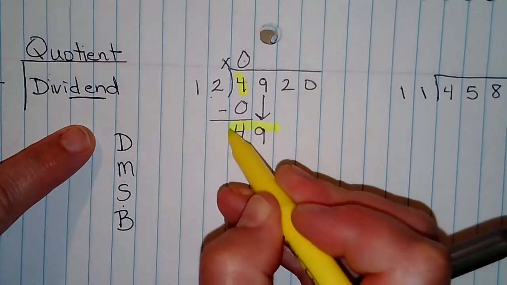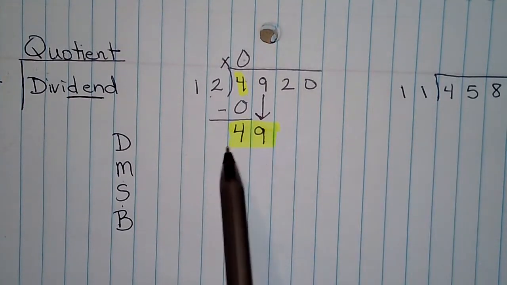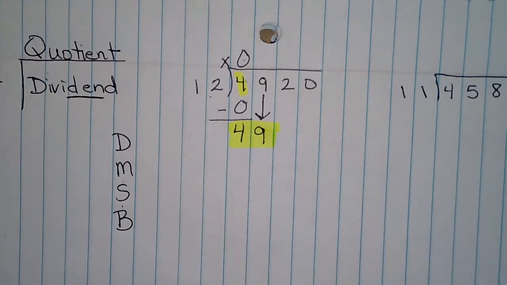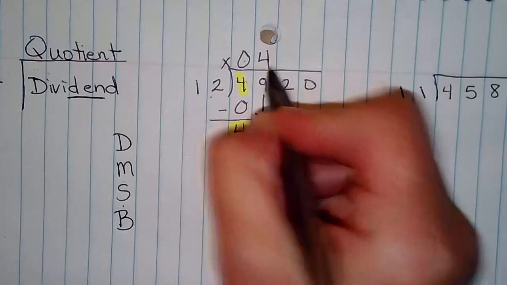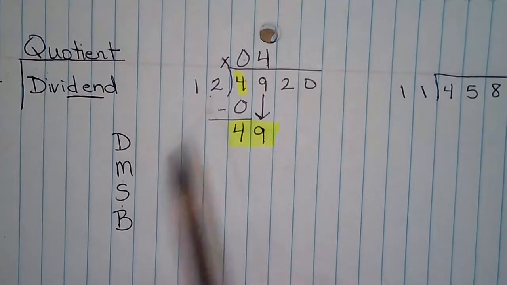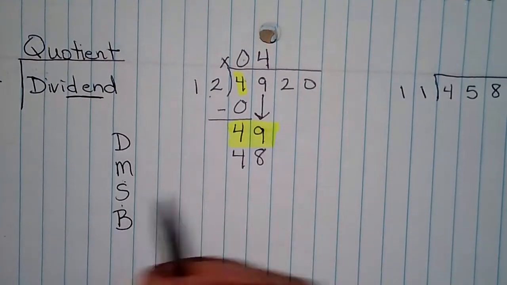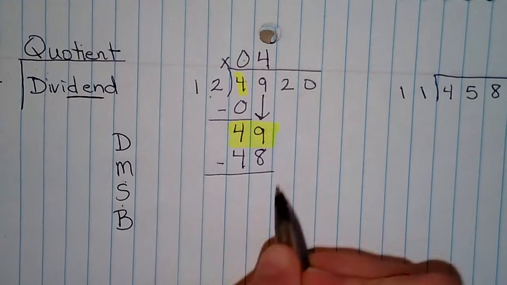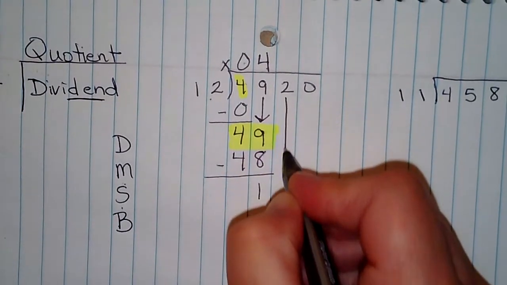And we're going to look and focus at 49. So we need to ask ourselves, how many groups of 12 can we make with 49? We know that we can make 4 groups of 12. So that's our division. We're going to multiply 4 times 12, which is 48. We're going to subtract, which we get 1, and then bring down our next number.